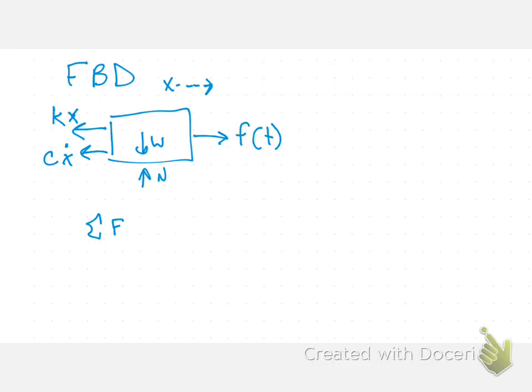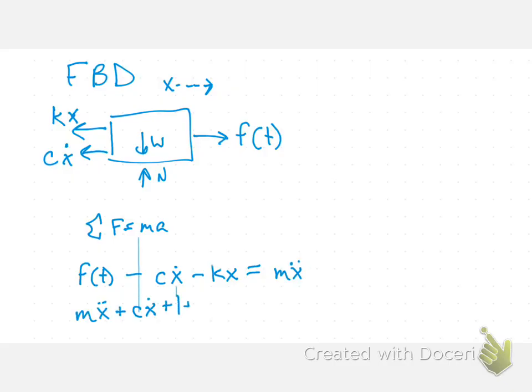So we have that the sum of our forces is equal to mass times acceleration. So here in this case, F of t minus, this is too fast for comfort.